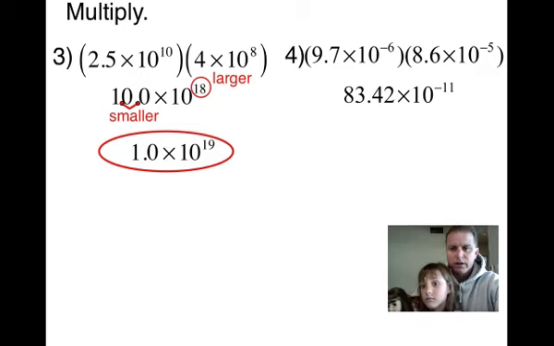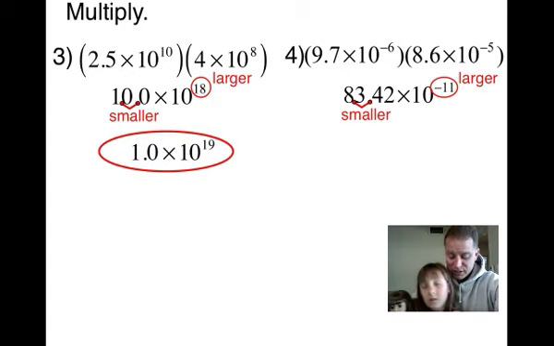Now, is that in scientific notation? No. So we need to move the decimal again. We'll move it one spot. So it's 8.342 times 10 to the negative 11. Okay, but then that means that's going to get larger. Oh, so that means to negative 12?